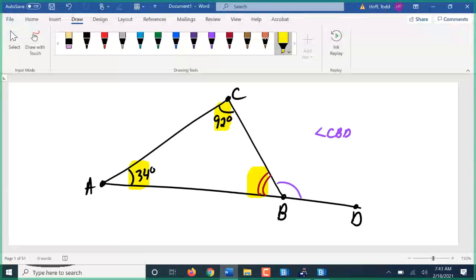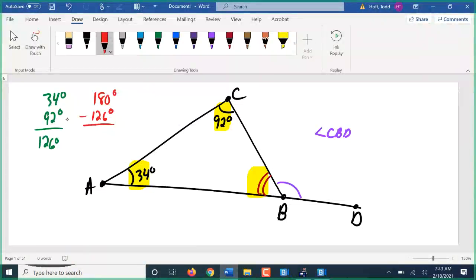180 degrees. So to add up to 180, I'm going to take my 34 degrees and my 92 and add those together to get 126. I'm going to subtract those from 180. Gives me, what is that, 54 degrees? So this angle is 54 degrees. Now that I have that 54 degrees, how do I find angle CBD out here?